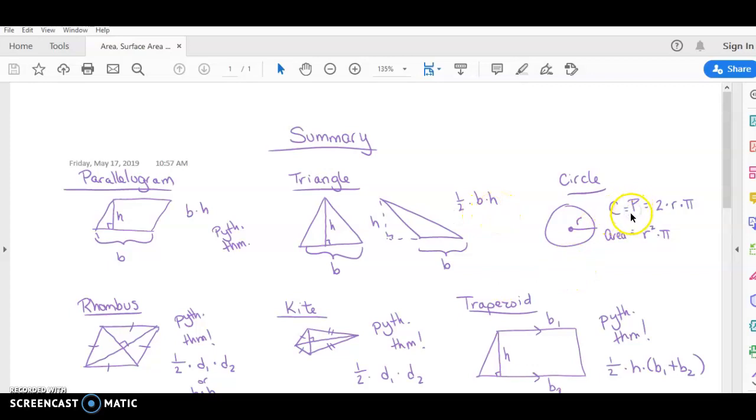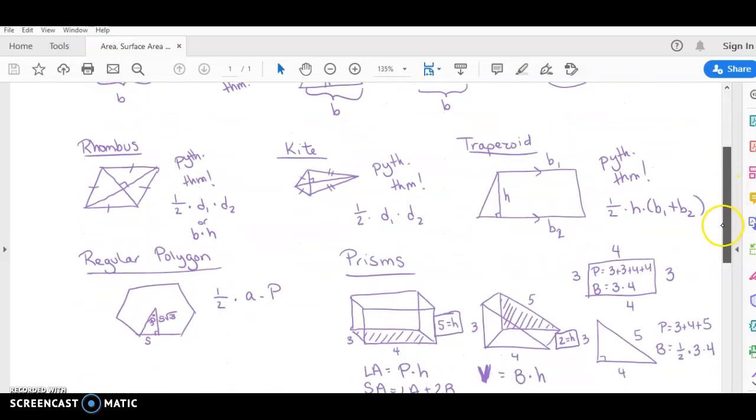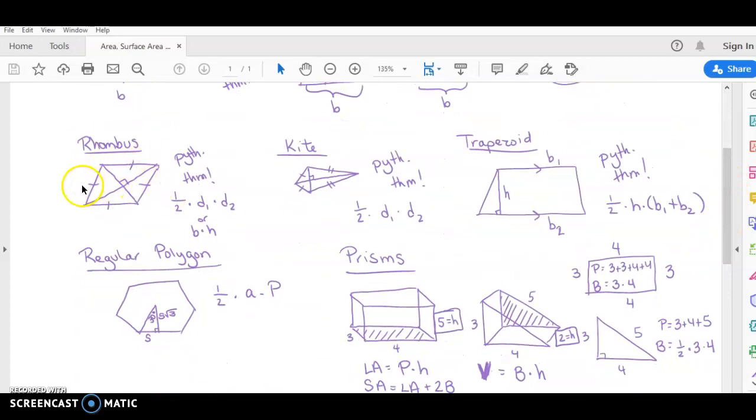Circle, circumference, or perimeter, we call it both. It's 2 times radius times pi, or diameter times pi. Area is radius squared times pi. In a rhombus, all right, all 4 sides are equal, so keep that in mind. They might give you the perimeter, and then you can divide it by 4 to find out each of these pieces. The diagonals are perpendicular, so they do create 4 right angles. The formulas that you're going to use are either area is 1/2 times diagonal 1 times diagonal 2, or base times height, depending on the information. Pythagorean theorem's a possibility. You might need Pythagorean theorem to help you find some pieces, so keep that in mind.